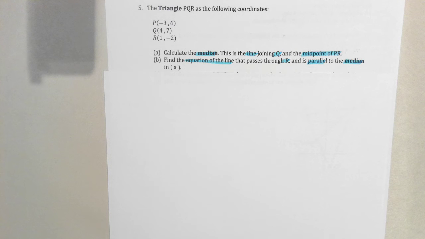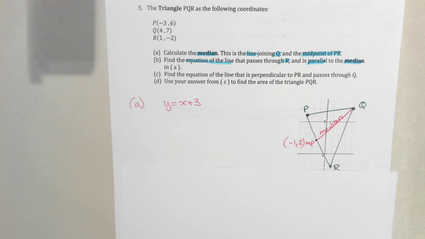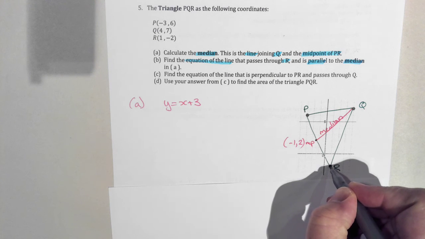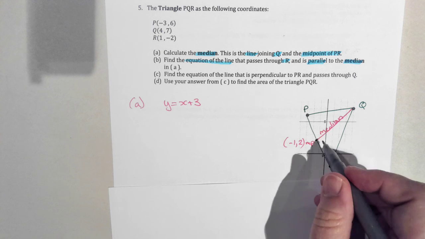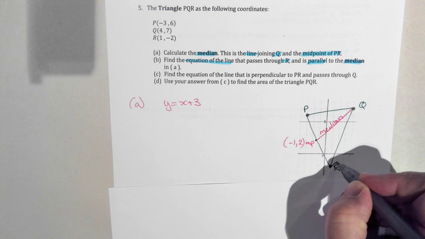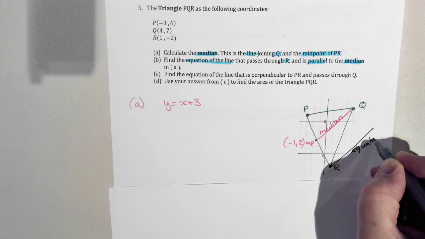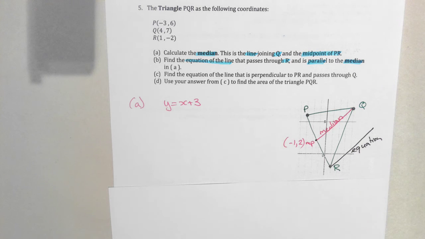Okay, so this is why I often draw things as I go. So there's the diagram that I'd drawn previously. So we want to find a line that passes through point R, there's here, point R, and is parallel, so it needs to be parallel to that line. So we want to find the equation of this line here. Okay, so that's what we're trying to find, is the equation of that line.